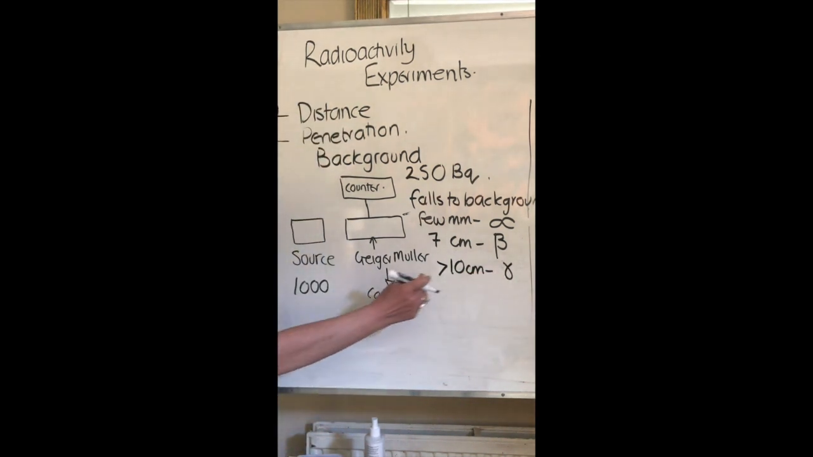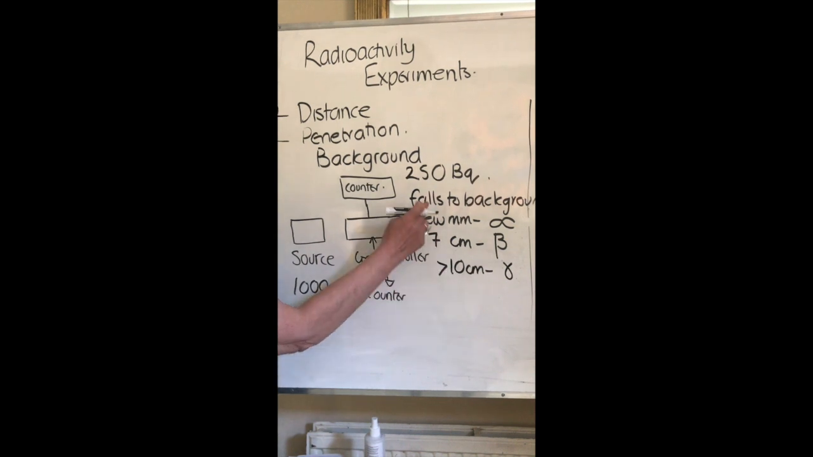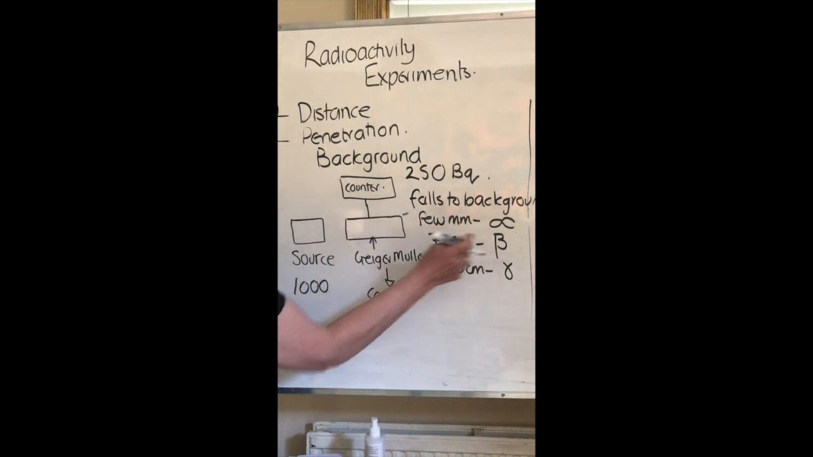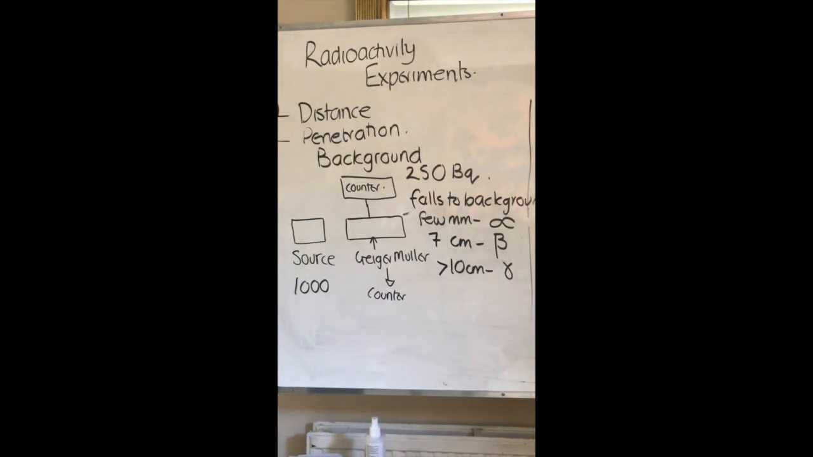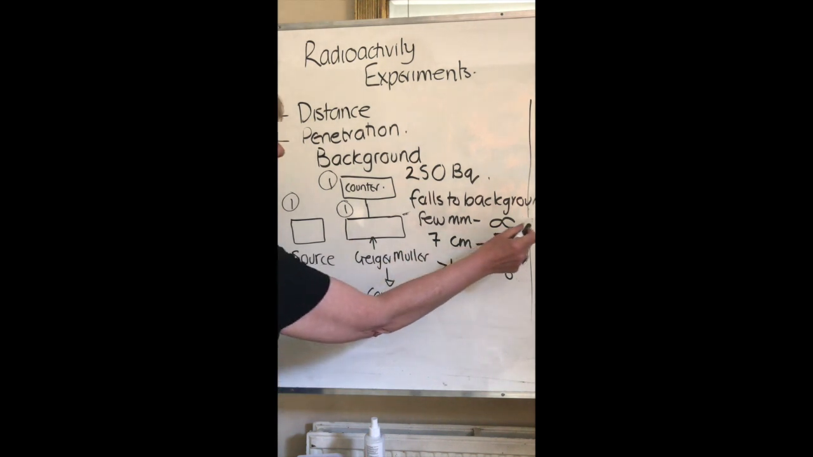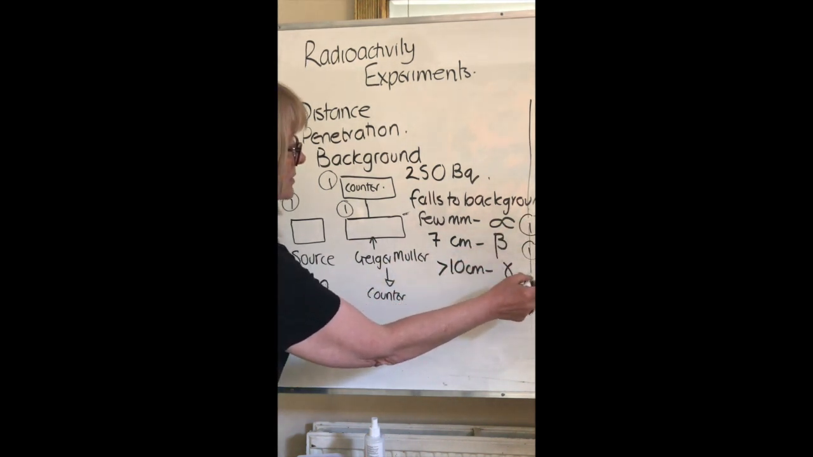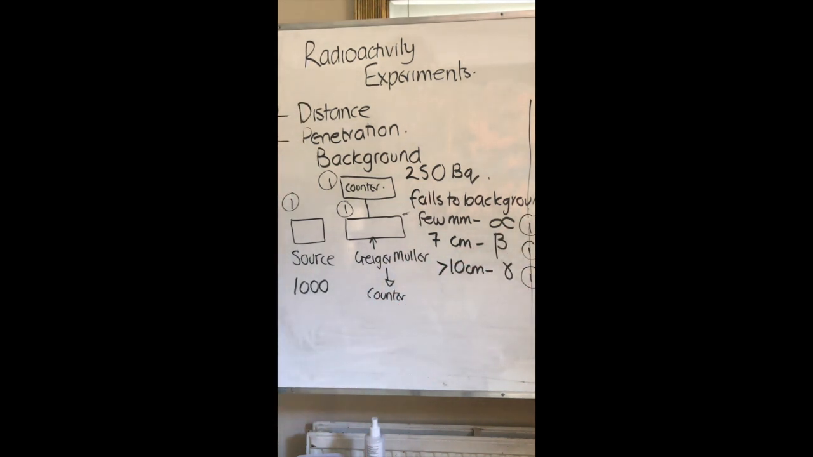So if we've still got high levels beyond 10 centimetres, so these two are: if it falls to background a few millimetres, we've got alpha. Falls to background a few centimetres, we've got beta. And if it's still high there, then we know that we've got some gamma in there. So that's the first experiment. These are the key marking points. So label the source, label the Geiger-Müller tube, label the counter, and make sure that you are clear about what you are saying there with those 3 marks.